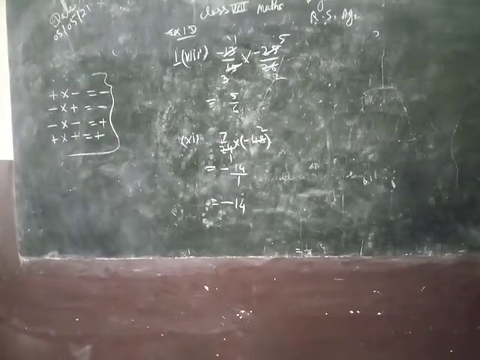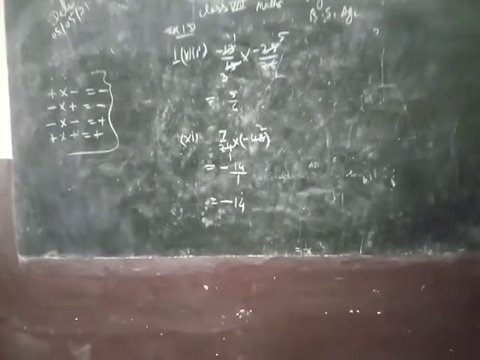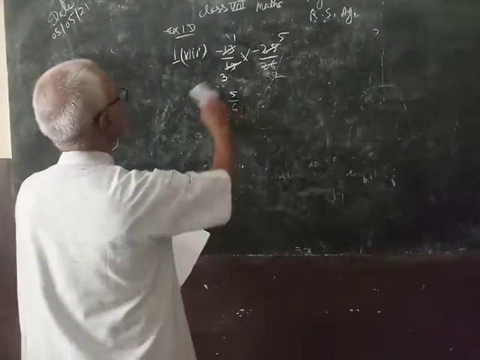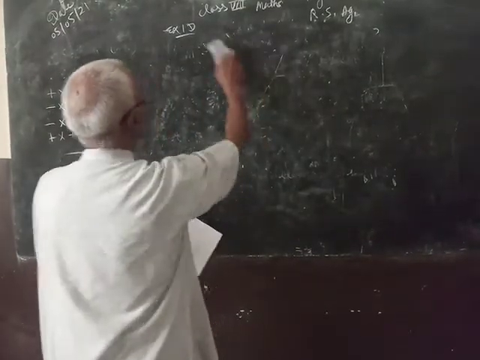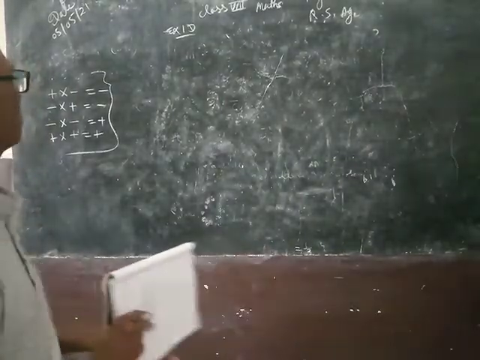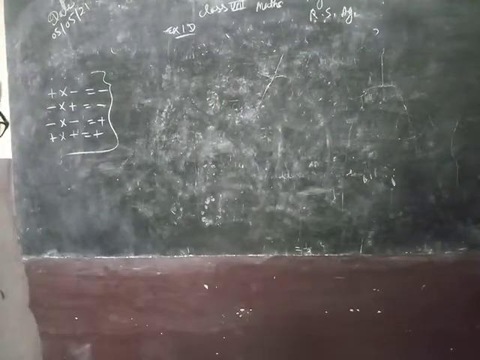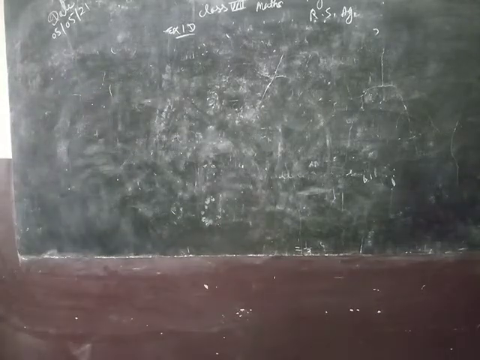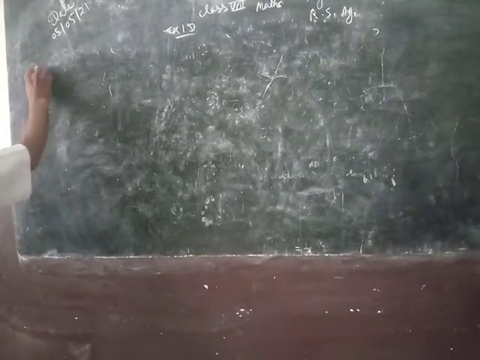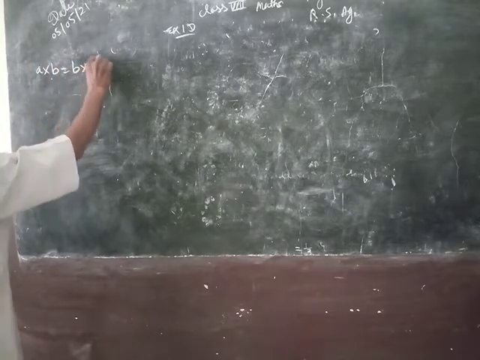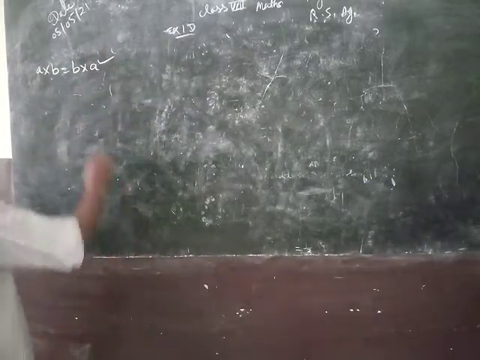Now let us do the second question. The second question of exercise 1D is about the commutative property of multiplication, which tells us A into B is equal to B into A. It is always true. It is the commutative property.